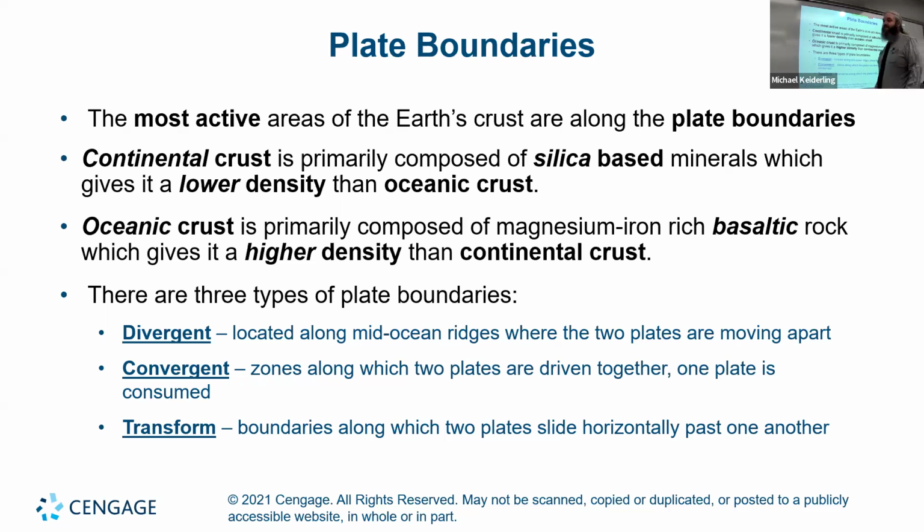And then there are transform boundaries. That's places where two plates are sliding side to side. And there you get earthquakes. So the San Andreas Fault in California, where the Pacific plate is moving one direction, the North American plate is moving the opposite direction, but it's along the direction of the fault. So they're sliding against each other.